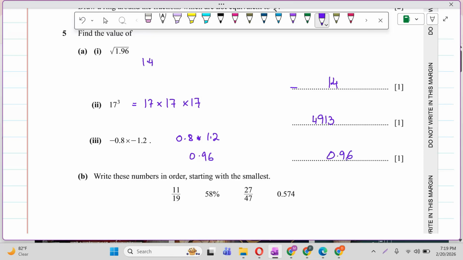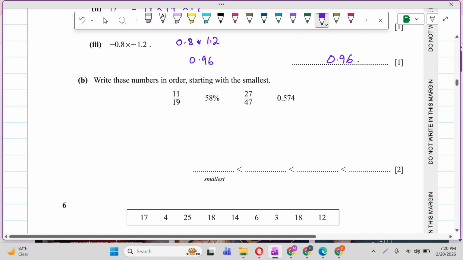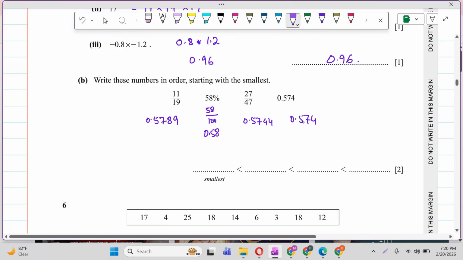Write these numbers in order starting with the smallest. We need to first convert each of the given fractions into decimal values. So 11 divided by 19 is equal to 0.5789, and 58% is equal to 58 over 100, which is 0.58. Similarly, 27 divided by 47 is equal to 0.5744, which is 0.574. So you can see that this one is the smallest one, 0.574.